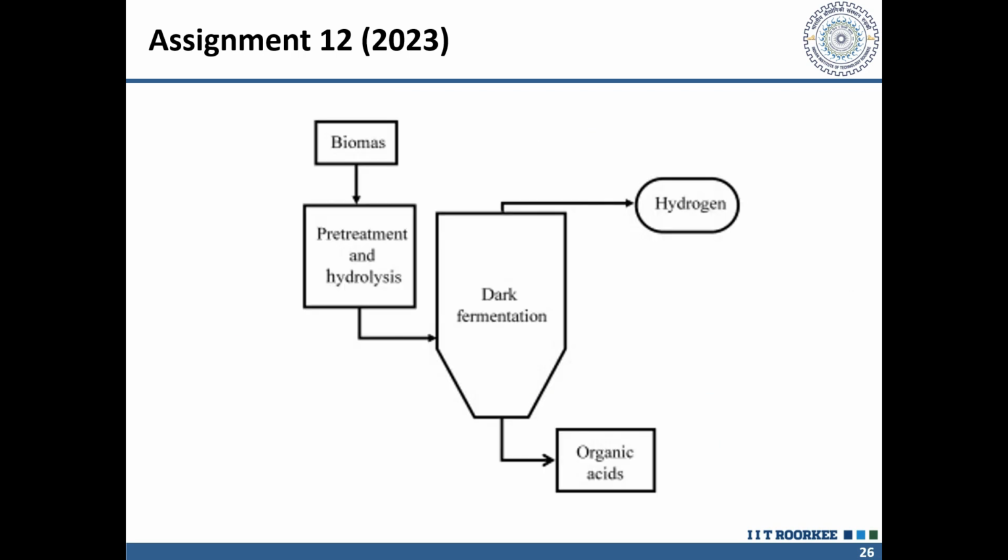And there's one more method to produce hydrogen from food waste, and that is dark fermentation, which we have studied in the previous weeks also. If we have a biomass which is rich in cellulose, we can pretreat it to produce sugars out of it, and these sugars can be used for dark fermentation by some type of bacteria, and thus we can produce hydrogen.